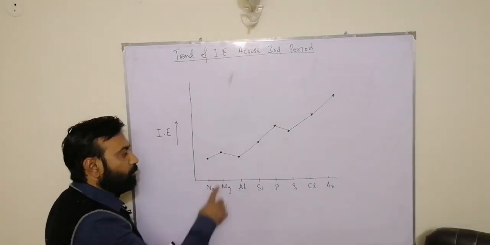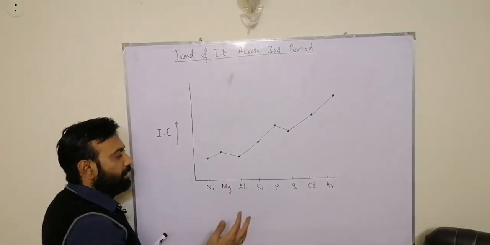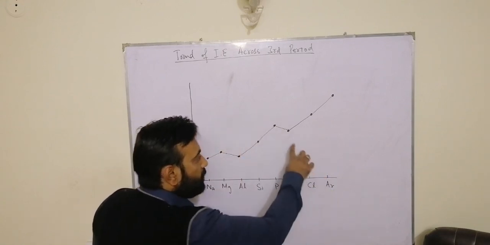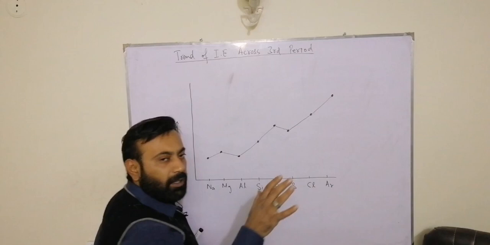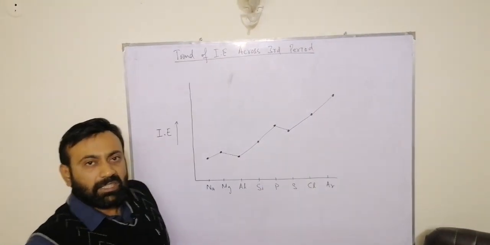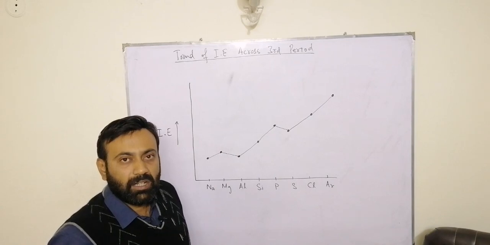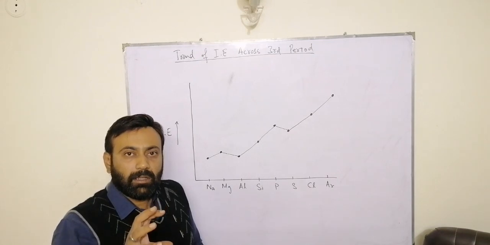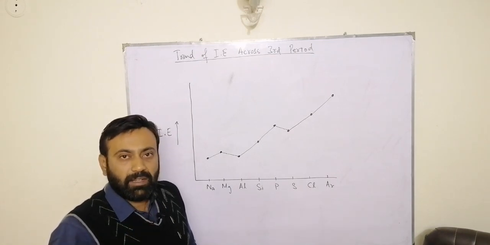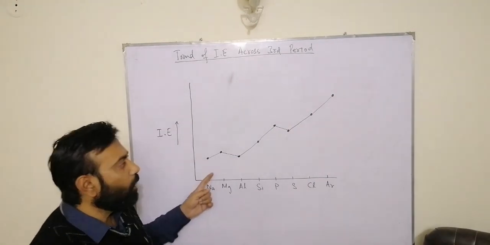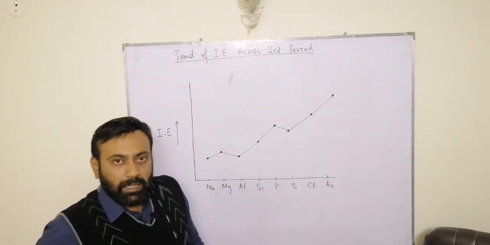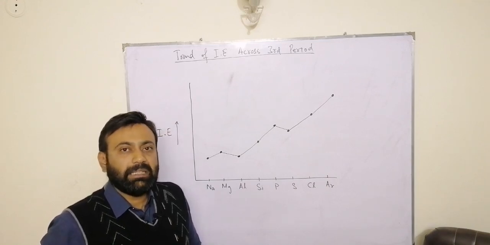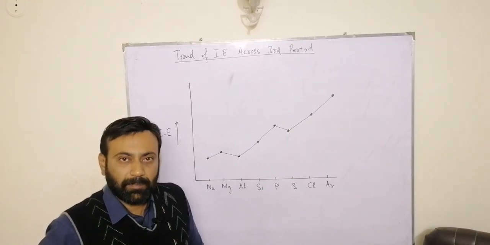Like when we move from sodium to magnesium, there is an increase in ionization energy. From aluminium to silicon, then silicon to phosphorus, increase. Sulfur to chlorine, chlorine to argon, increase. Now this is the general trend. These are all the elements which are following the general trend, and in order to explain it, there are two major factors which will explain all of these increases. One is the increase in nuclear charge, and the other one is the decrease in the atomic radius.